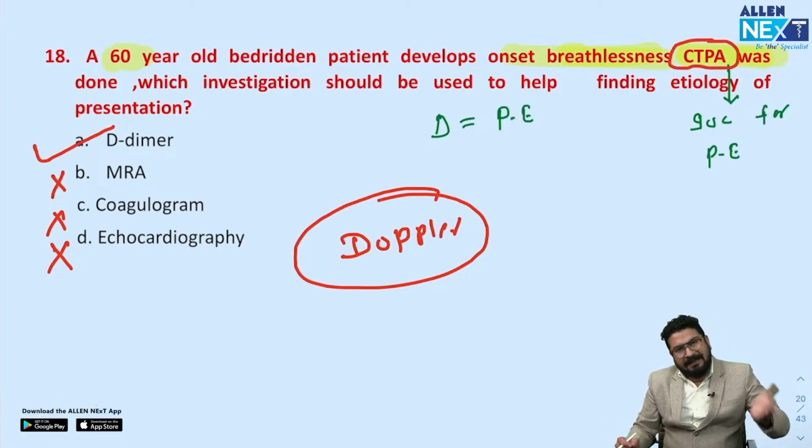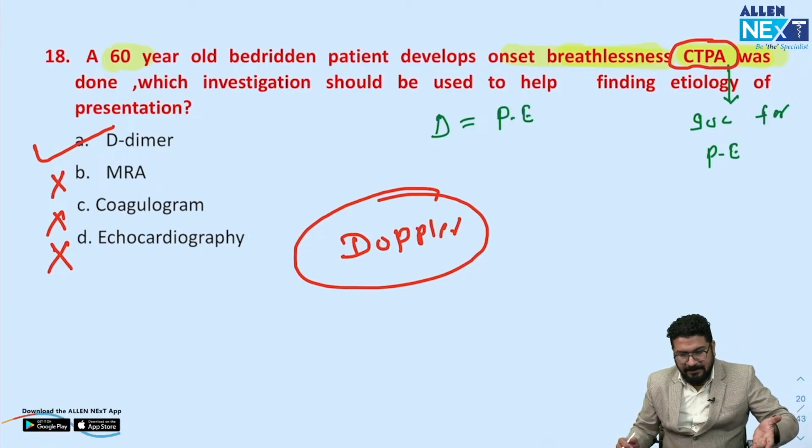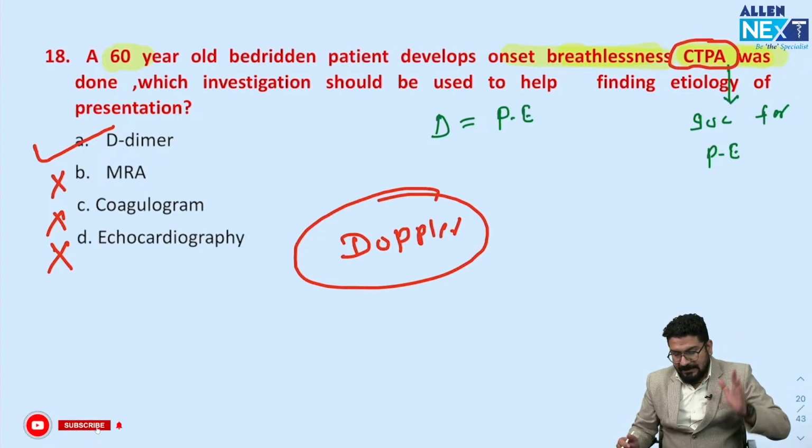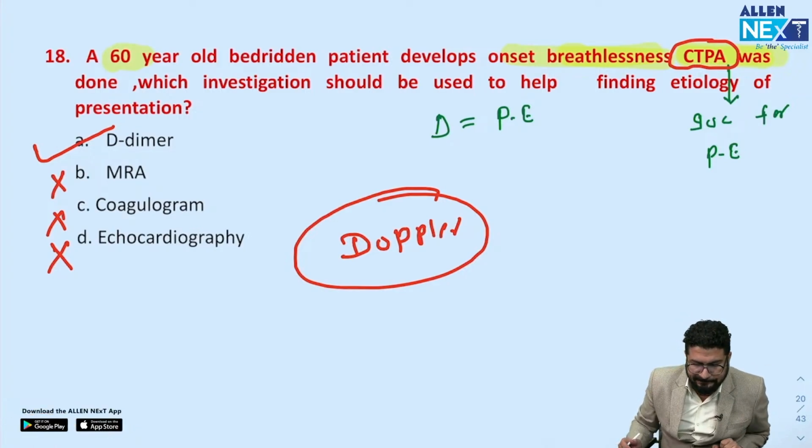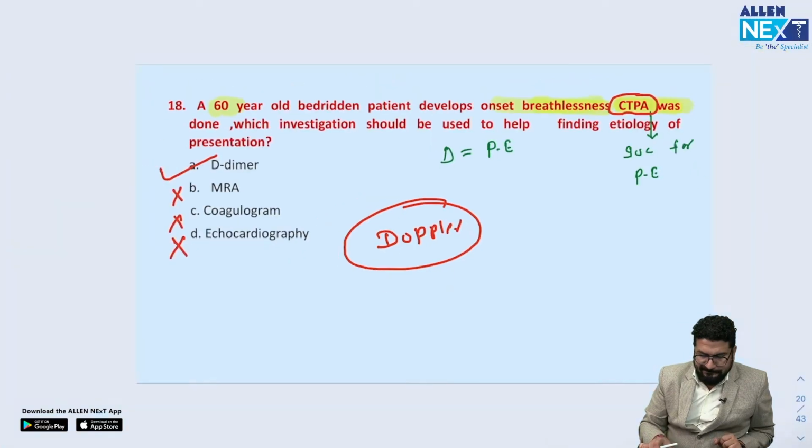So actually, what we do is, first do D-dimer, then do CTPA. But the question has been asked in reverse. They are already telling you that CTPA is done. So what else can we do? We can do a D-dimer test. Am I clear, guys? D-dimer test.